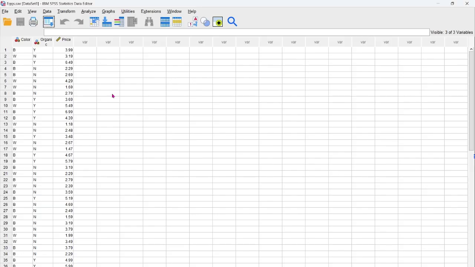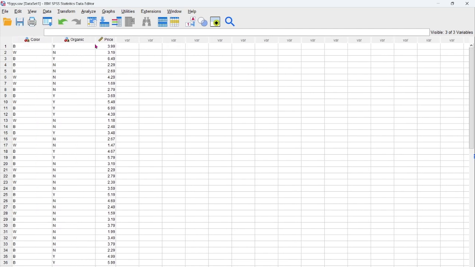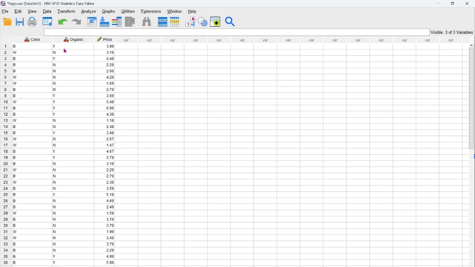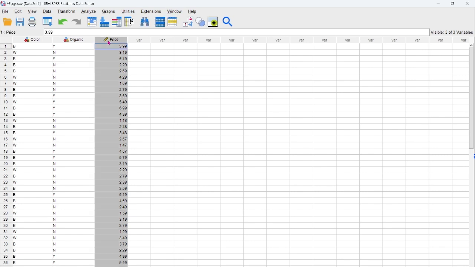Now I already have the eggs data open. This is what it looks like. This is data that I collected a couple years ago. It doesn't need to be super current. This is egg prices, which have since quadrupled. And the column color is whether they're brown or white, and then organic, yes or no. And then the price, these are all for a dozen, so it's consistent. And so this is just data on eggs, egg prices. And I'm going to do a confidence interval just for the price overall.